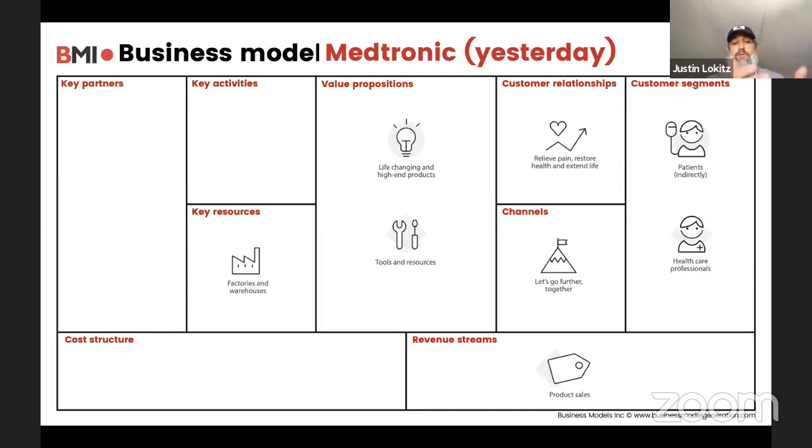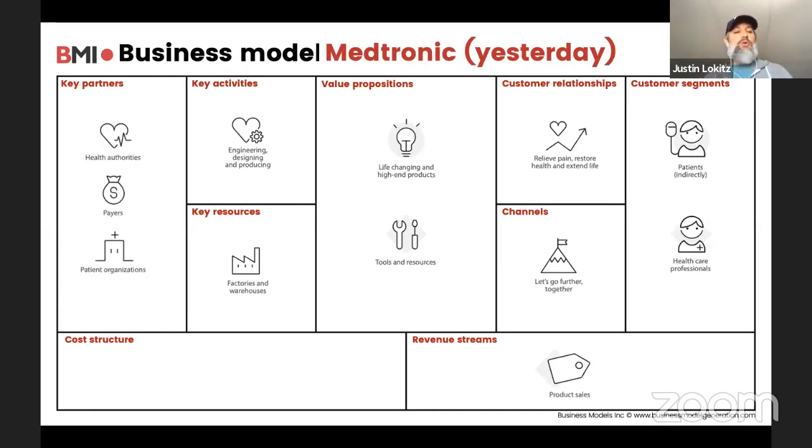To get all this done, of course, it relied on factories and warehouses and engineering, design, and producing as big activities. Its partners in all of this stuff were the patient organizations, the health authorities, payers, insurance companies, and so forth that would pay for all this stuff. And of course, cost came from innovation, R&D, people, marketing, and sales. That's a very typical product-centric business model.